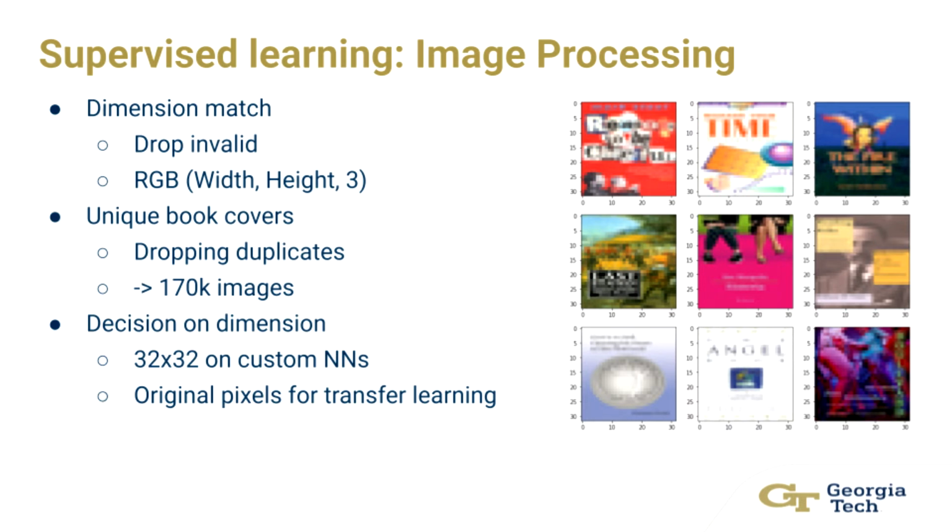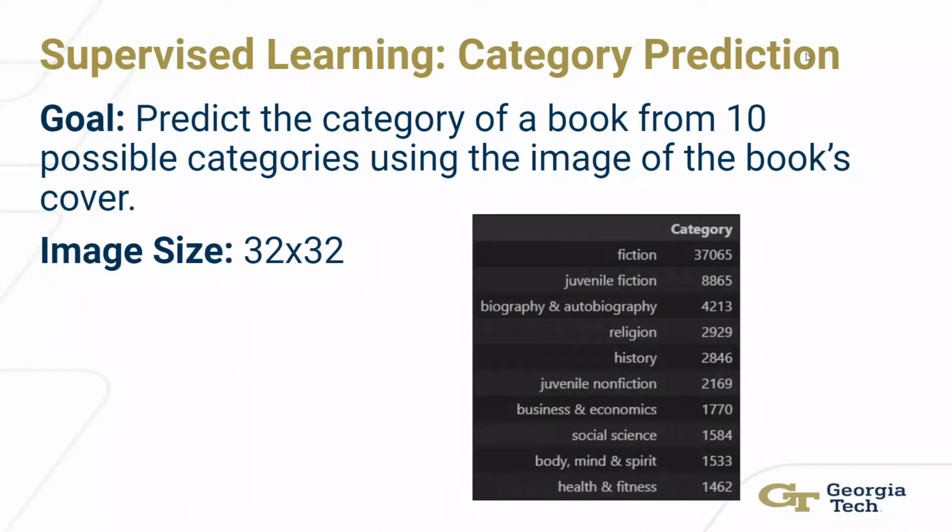The width and height of the images were selected based on the neural network to run, 32 by 32 for the custom nets, while a bigger size for the transfer learning. We tried to predict the category of a book from 10 possible categories using the image of the book's cover. First, we found the 10 most popular categories and the number of books in each one.